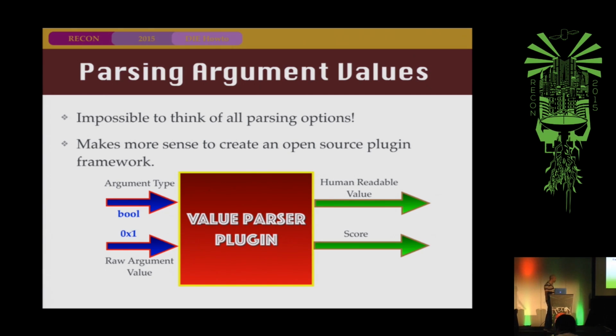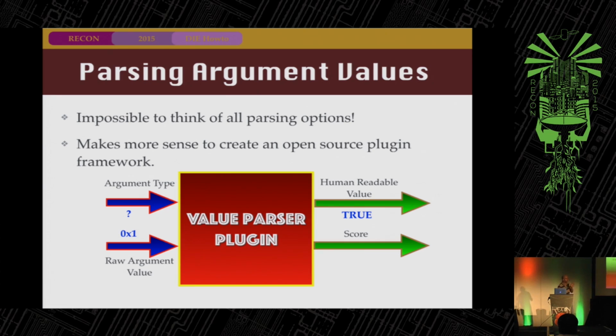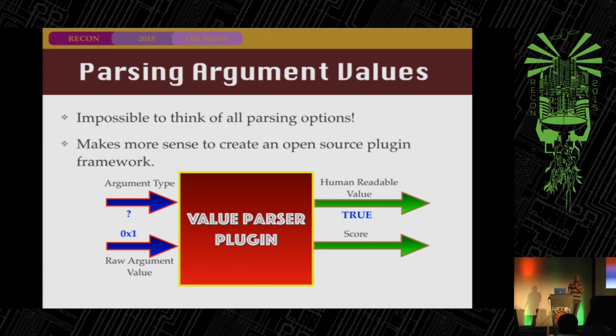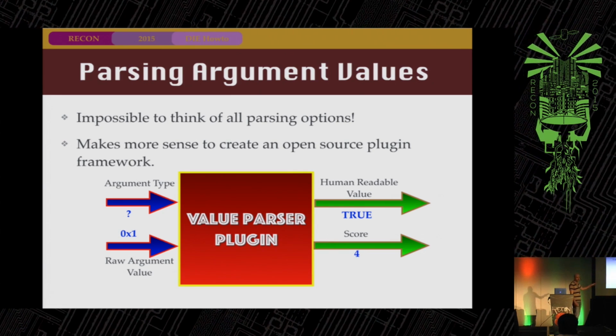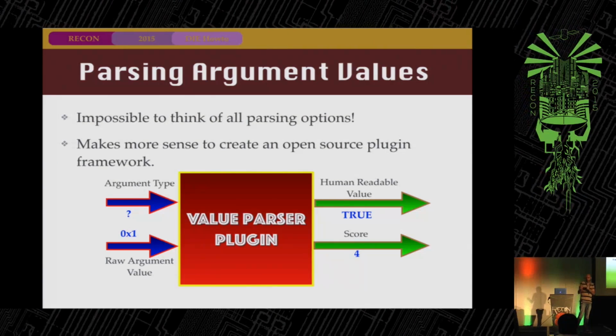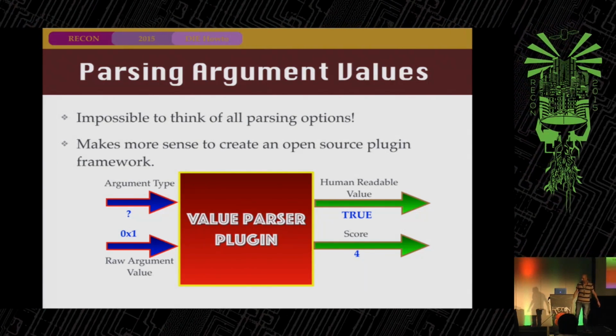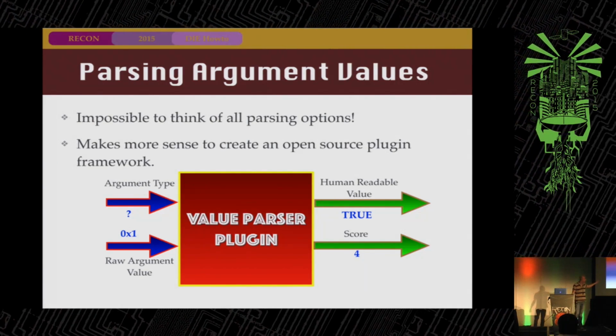So let's look at an example. If, for example, we have a Boolean value, IDA tells us this is a Boolean value, and the raw value is 1, then we just output true and 10, because we are sure that this is a Boolean value because IDA knows so. But if IDA doesn't know the type, if it's guessed, then we can still say, hey, this is 1. So if it was a Boolean value, the value will be true. However, I'm guessing, so the score is a bit lower. And you can set the scores however you like. It depends on your logic. So that's basically value parsers.